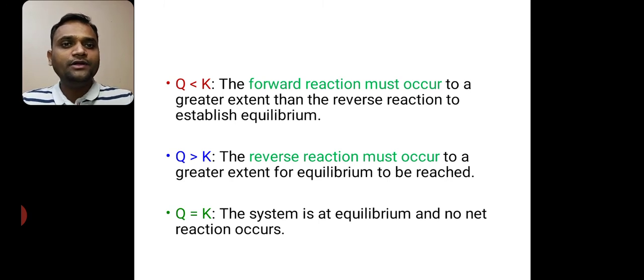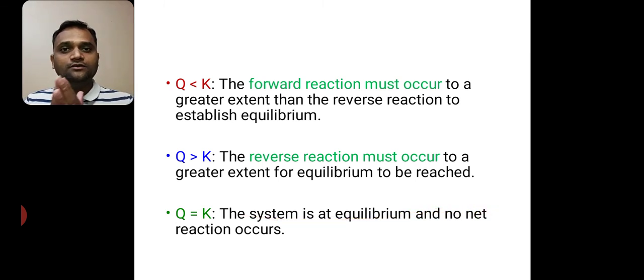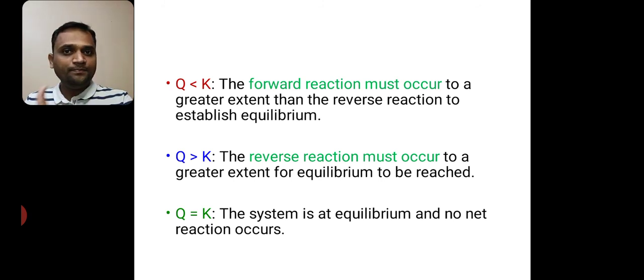And what happens when Q is equal to K? When Q is equal to K, the system is at equilibrium and no net reaction occurs. So these three are the conditions. From the values of Q and K, we can say whether the reaction will go in the forward direction or in the backward direction. So this is the importance of the reaction quotient and the equilibrium constant.